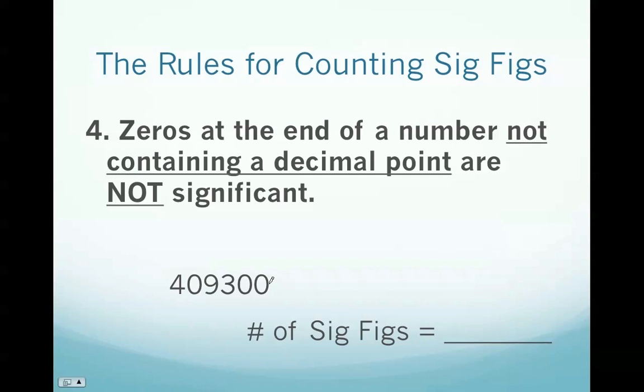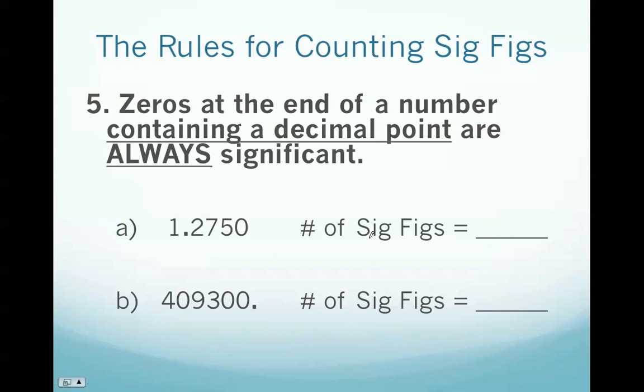And then our fourth rule, zeros at the end of a number not containing a decimal point are not significant. So for this example, these zeros, because there is no decimal point, are not going to be significant, which means then that I have 4 sig figs. What I mean by that they're not significant is that it does not pertain to its precision. These are only placeholders. It does not relate to its precision. And we'll go over that tomorrow because that can be a tricky concept to wrap your head around.